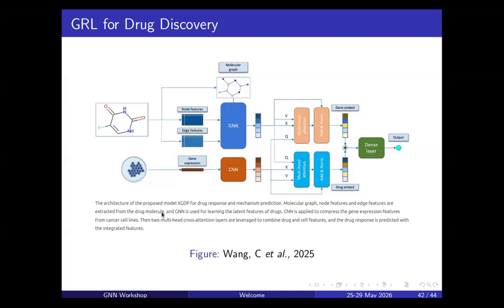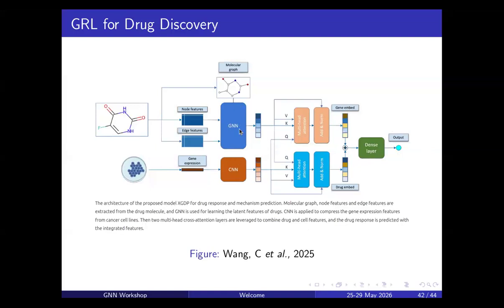So the architecture proposed is an explainable graph-based gene-drug prediction for drug response and mechanism prediction. The molecular graph, node features and edge features are extracted from the drug molecule, and GNN is used for learning latent features of the drug. And CNN is applied to compress the gene expression features from the cancer cell line. Then two multi-head cross-attention and normalization layers combine drug and cell features, and the drug response is predicted with the integrated features. So we integrate these features.